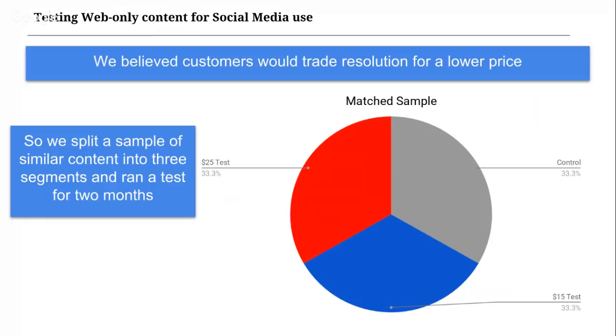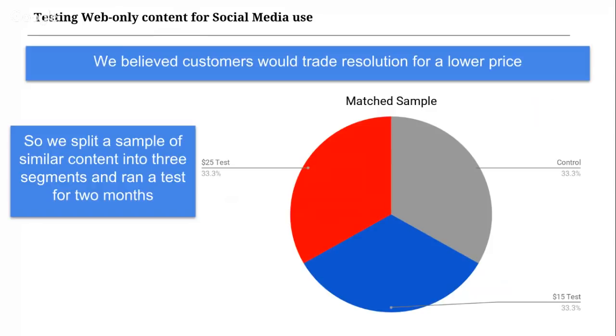So what we did is we pulled what we call a match set of HD content, meaning we pulled a sample of content. All the content in the sample had a similar age, a similar sales performance history, and was balanced across our taxonomies or categories. Then we took that sample and split it into 3 equal chunks. One, we left as a control and didn't change at all. We just held it out to see what would happen. Then we took another third and set the low resolution price at $25. And in the third group, we were really aggressive and tested a $15 price point for the low resolution content.